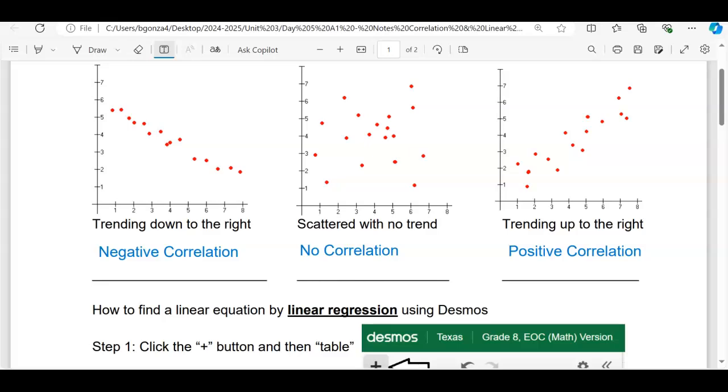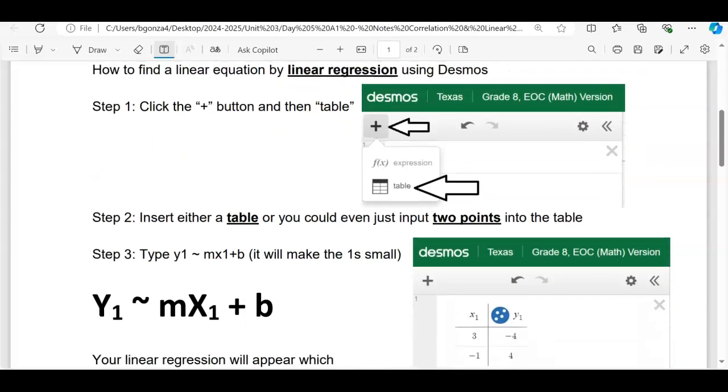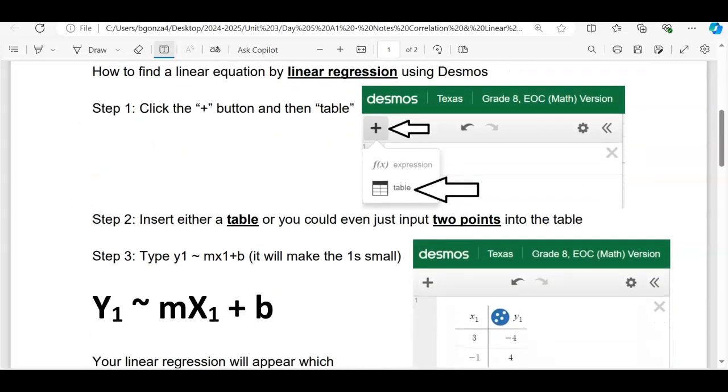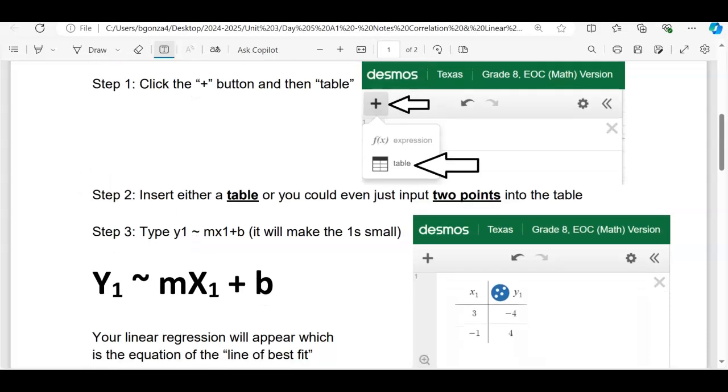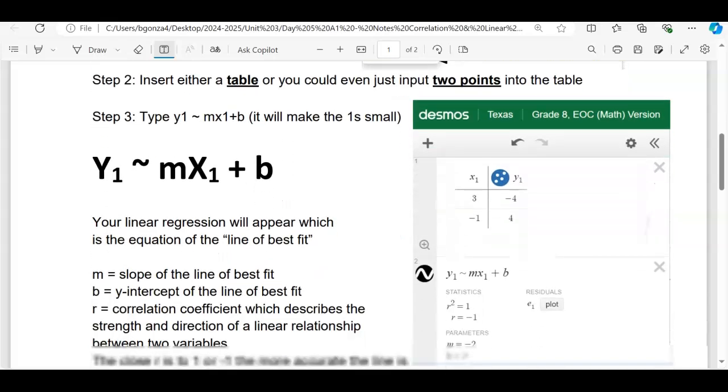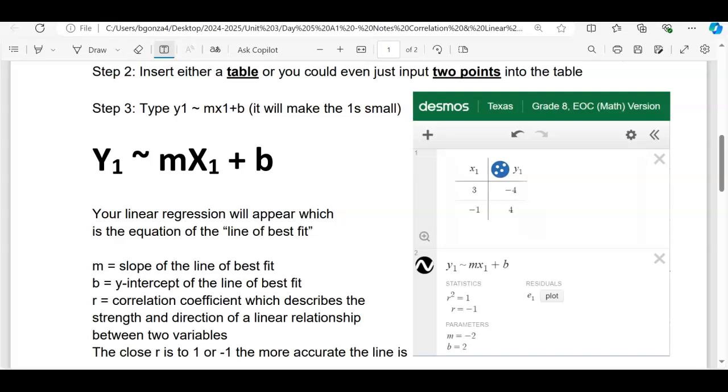Now, we just went over this. Here it is printed out for you. The steps to do a linear regression. You need to know this phrase. Linear regression is what we use to find a line of best fit. Now, step one, like we said earlier, you click the plus sign, you click the table button, and you start inputting your table, or it could just be 2 points. Okay, very important. Whether it's a whole table, whether it's just 2 points, you're going to put it into the table in decimals, okay?